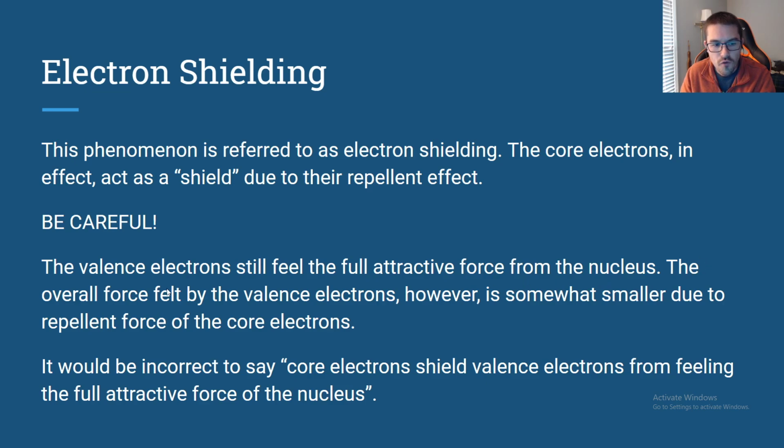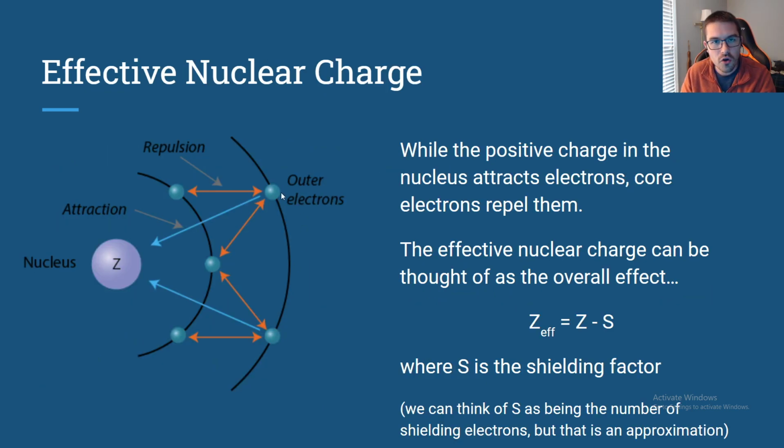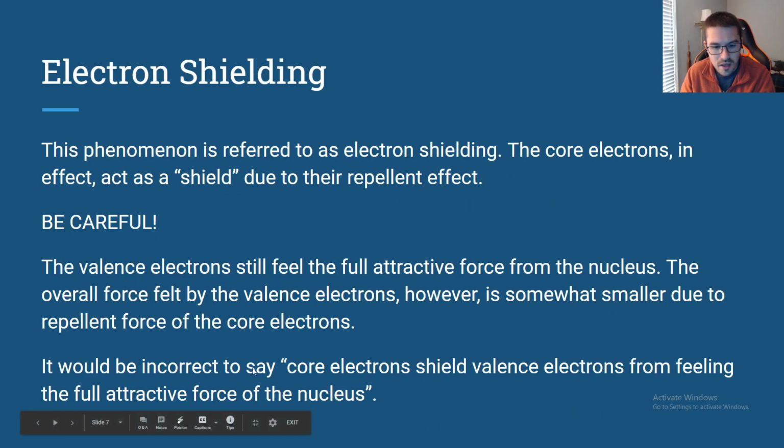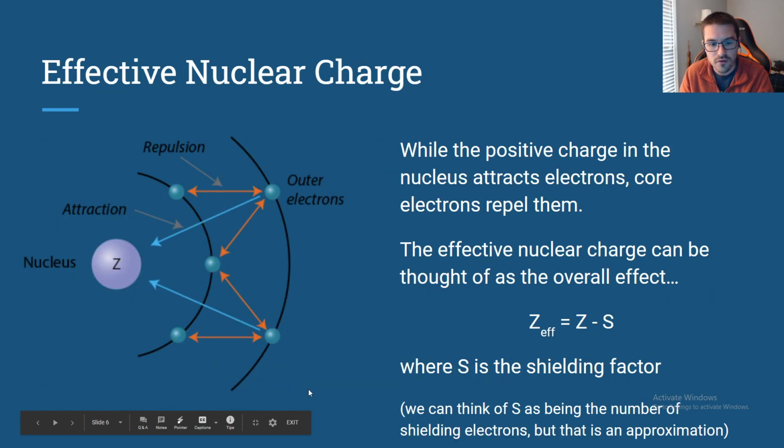However, the overall force felt by the valence electrons is somewhat smaller due to the repellent force of the core electrons, okay? It would be incorrect to say that core electrons shield valence electrons from feeling the full attractive force of the nucleus. That would be incorrect. If you are this electron right here, you still feel the full attractive force of the nucleus. It's just that in addition to that attractive force, you are also feeling a repulsion, okay?